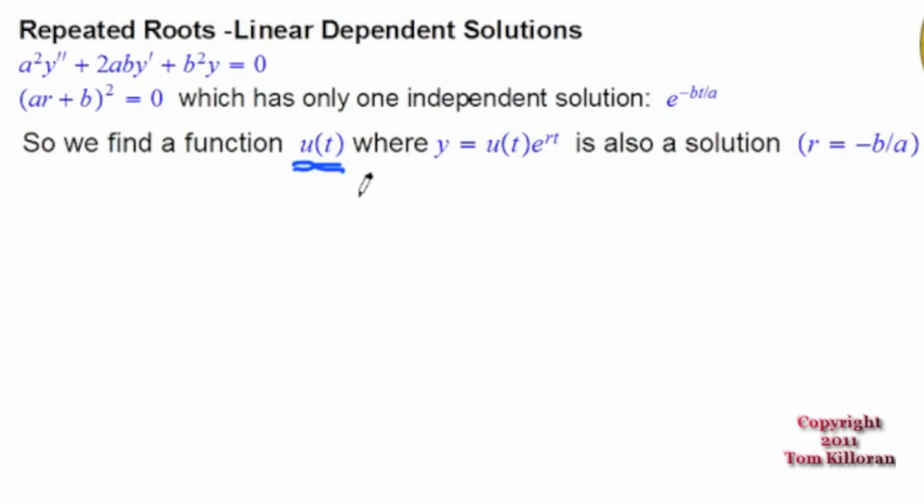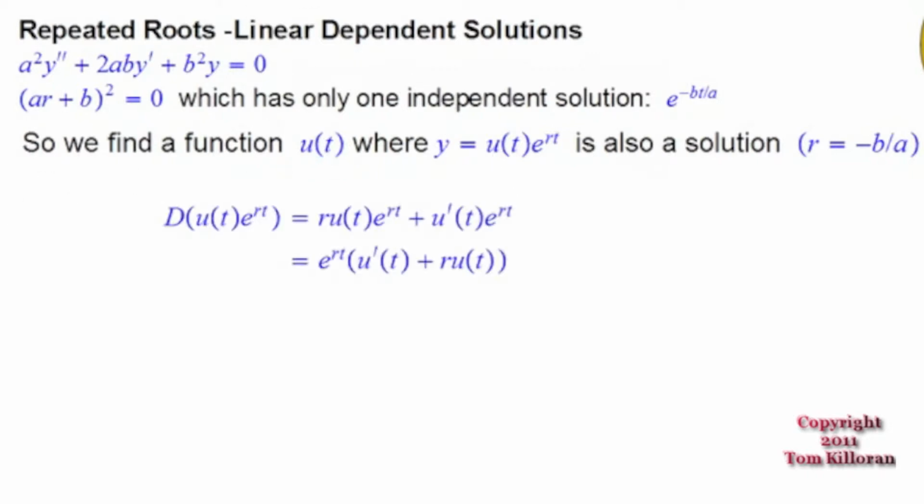All right, so if this is another solution, it has to work in the differential equation. So I'm going to go through and find first derivatives. I'm going to take the derivative of u(t) e^(rt), product rule: first times the derivative of the second plus the second times the derivative of the first. And then I'm just going to simplify it by pulling out e^(rt) and reordering it so the differential is in front and the constant function is in the back. And then I'm going to take the derivative of this one, because I want to plug in y double prime and y prime.